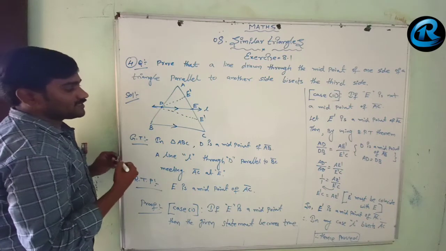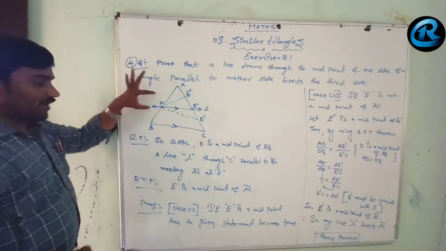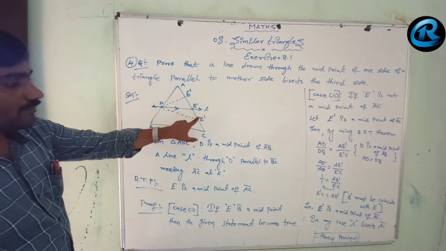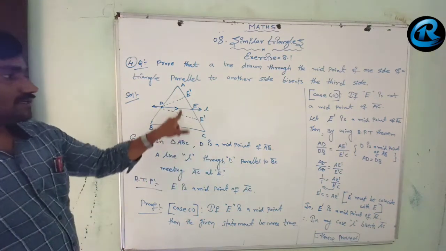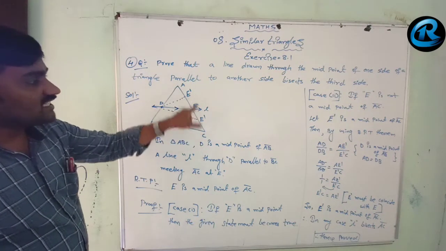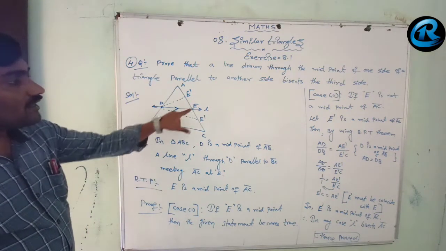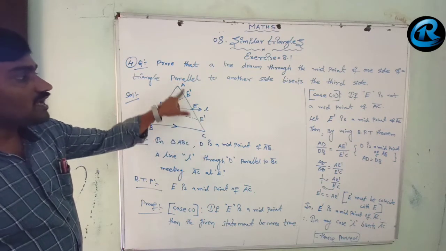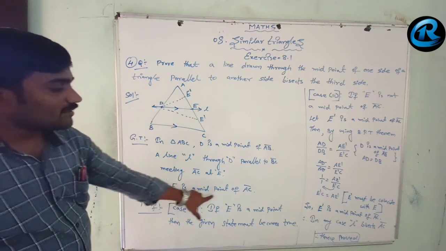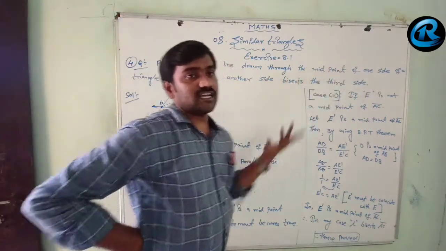See that in triangle ABC, D is a midpoint of AB. Then a line L through D is parallel to BC and meets AC at E. So RTP, what we need to prove is that E is a midpoint of AC, or that E bisects AC. If E is a midpoint of AC, then it bisects the third side.